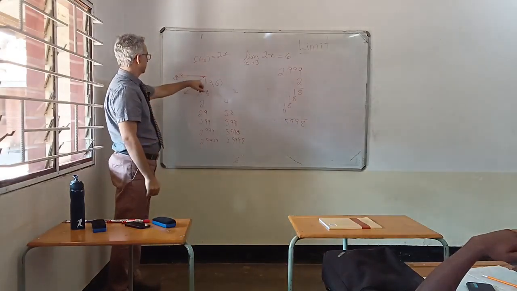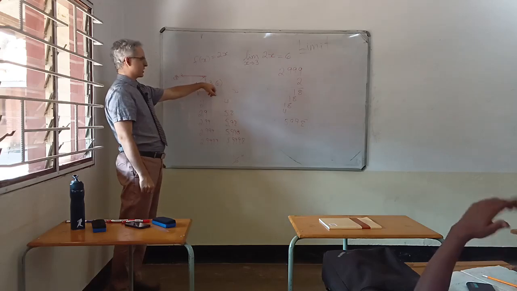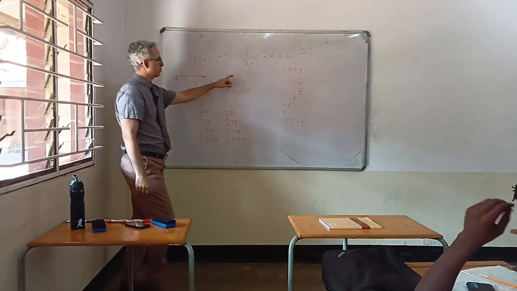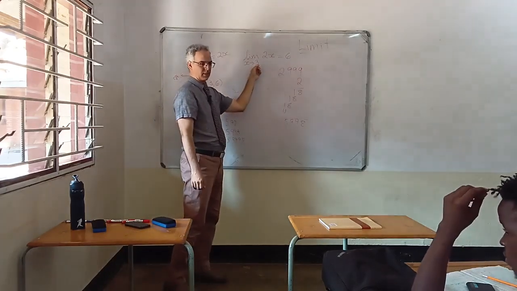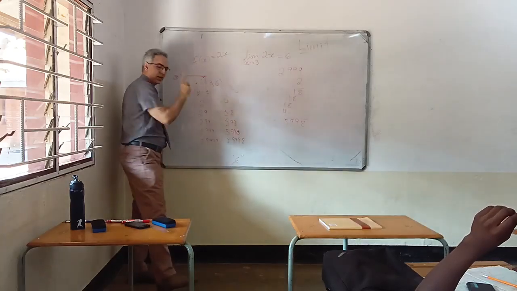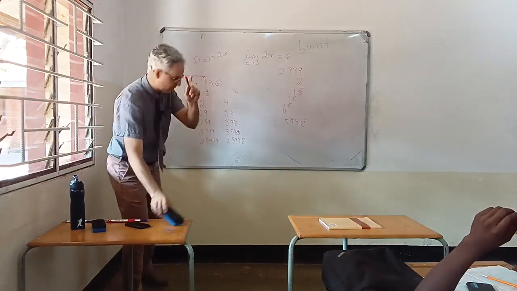So you're saying, yes, the function exists at 3, and it has the value 6. But when we're asking what is the limit, the idea of a limit is, I will demonstrate.